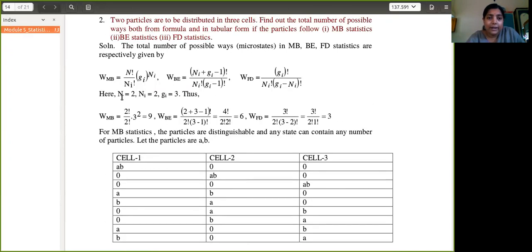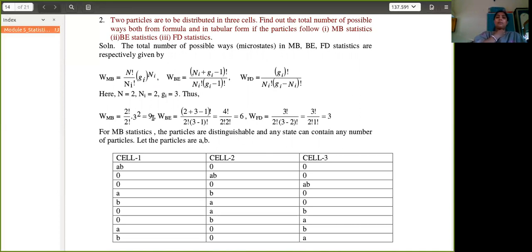So for the Maxwell-Boltzmann case, the formula is given by factorial N by factorial ni into gi to the power ni. Here gi, the number of states, is 3, ni, the number of particles, is 2, and capital N, the total number of particles, is again 2. So here a box does not have any subsections, that is why ni and N are both the same. So we will use this formula. Ultimately the factorials cancel out, and we will have only 3 to the power 2 equal to 9.